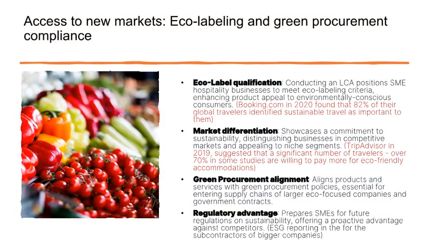Accessing new markets through eco-labeling and green procurement compliance is a strategic imperative for businesses aiming to differentiate themselves in a competitive landscape. By obtaining eco-label qualifications through LCA practices, businesses can align with sustainability criteria that appeal to environmentally conscious consumers. Market differentiation, showcasing a commitment to sustainability, not only sets businesses apart but also attracts niche segments seeking eco-friendly products and services. Green procurement alignment ensures that products and services meet the standards of environmentally focused companies and government contracts, providing a competitive advantage in the marketplace.